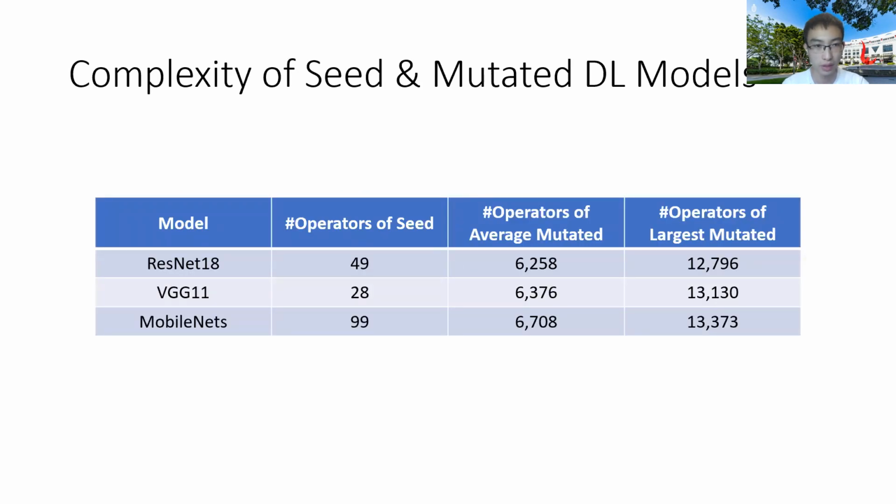This table illustrates the complexity of the seed and the mutated deep learning models. The seed models typically contain less than 100 operators in their computational graph. In contrast, after mutation, we can get a model with over 10,000 operators, which is much larger than the original seed model. Therefore, we can greatly stress test the deep learning compilers.